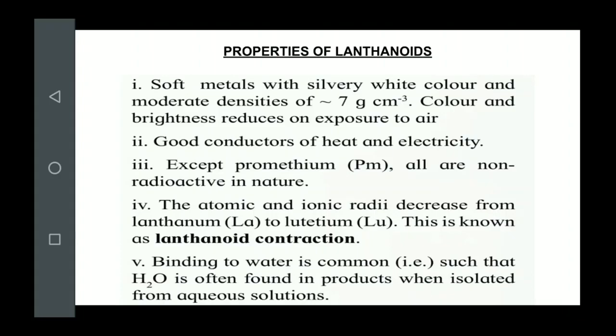The atomic and ionic radii decrease from lanthanum to lutetium. Why does it decrease? Because the effective nuclear charge increases significantly. And this decrease in the size of atomic or ionic radii is known as lanthanoid contraction.